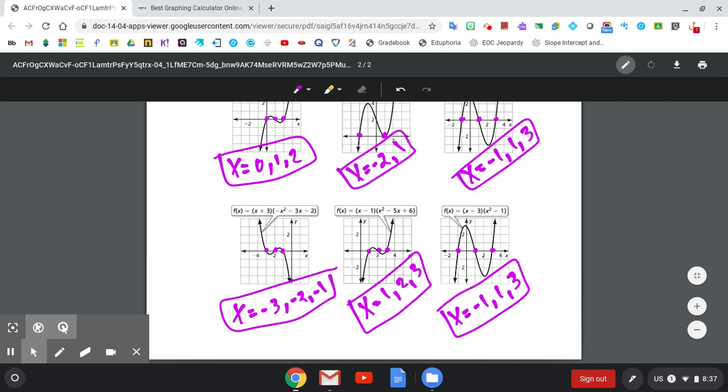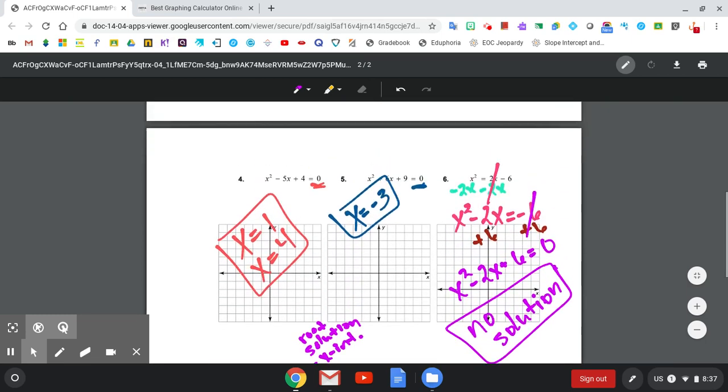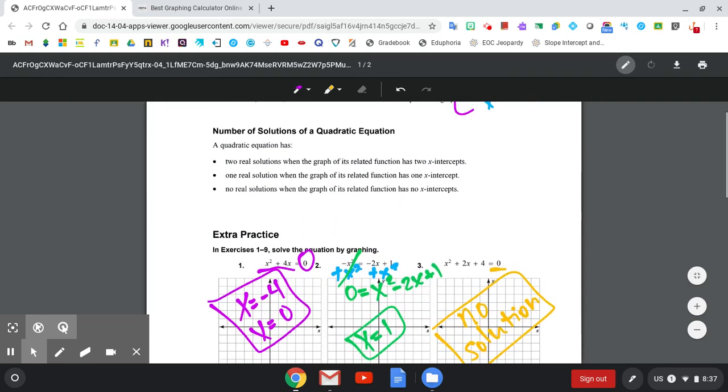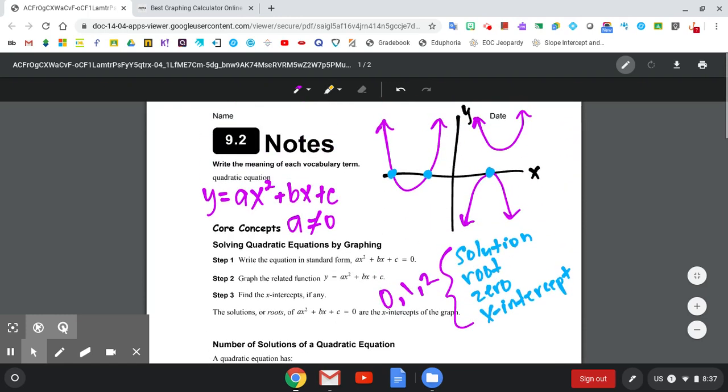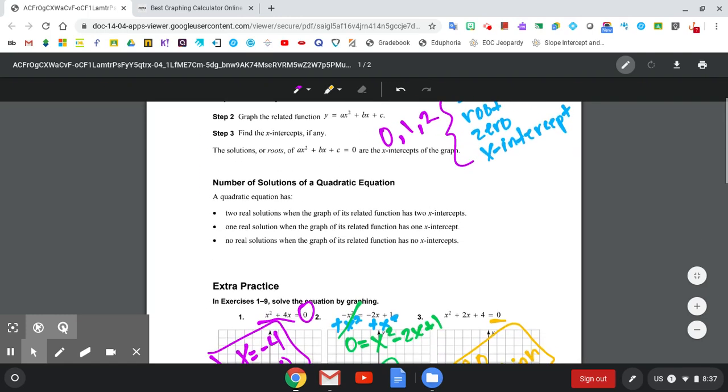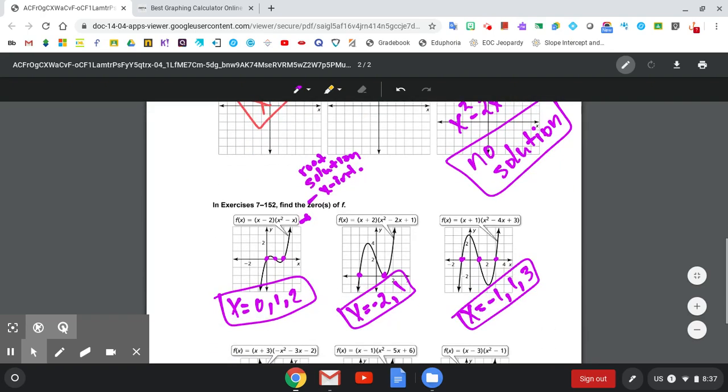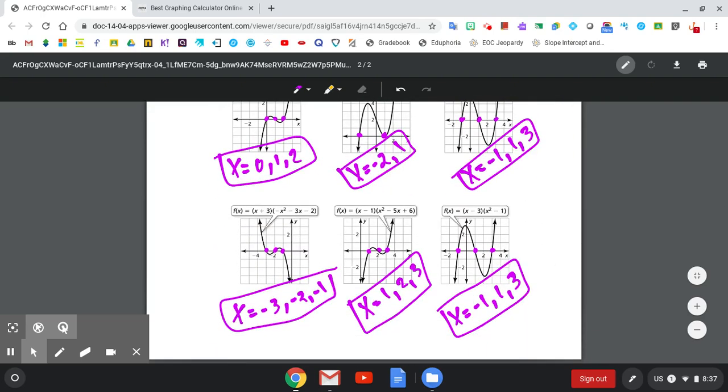All right, so there's the next 3. This first one, x equals negative 3, negative 2, and negative 1. The next one, x equals 1, 2, and 3. And then the last one, x equals negative 1, 1, and 3. How did you guys do? Okay, this is all that there is to solving quadratics by graphing. So you're ready to go on to the Big Ideas assignment. Remember to keep your notes handy in case you need to use them during your assignment.